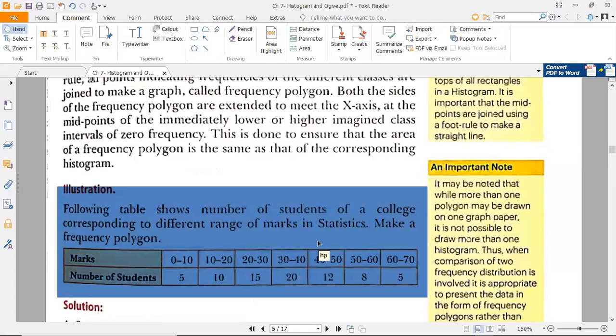This is the frequency polygon, which is made with the help of a histogram. There are frequency polygons which are made without the histogram as well. That we'll be discussing after this question. So you have got this question. Just do it. This is something very easy.